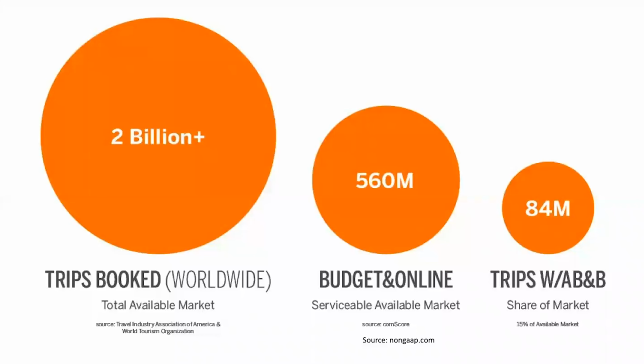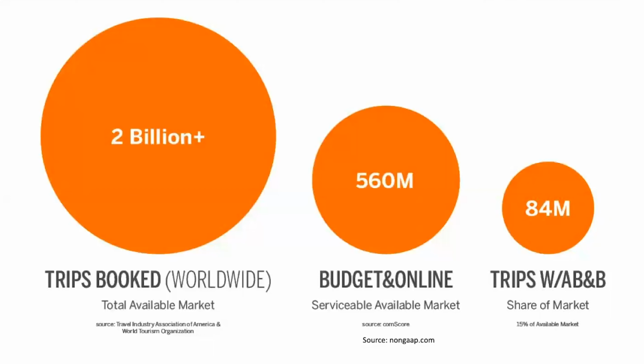Lastly, let's look at this example from Airbnb to get a better understanding of why this stuff is important. When they were starting out, Airbnb took a look at the worldwide number of trips booked. This would be the total available market or the total addressable market. Both terminologies are fine. And they found that 2 billion people booked trips worldwide. But Airbnb wasn't going to try and capture every single person in the whole world that booked every single trip in the whole world. They were going to focus on budget and online travelers.